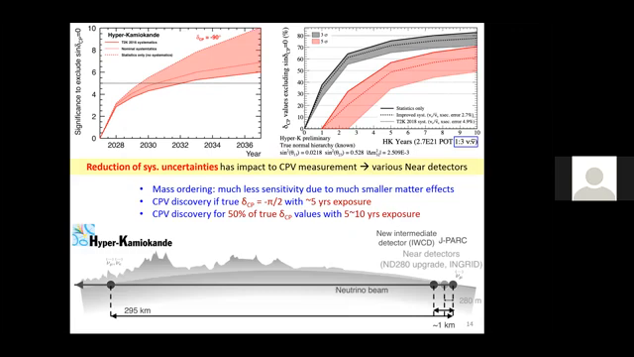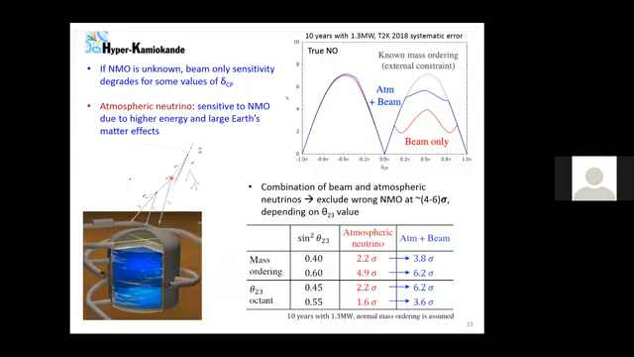But one thing you need to point out is that in this study, the uncertainties play an important impact on the CP violation sensitivity. So various near detectors are under design to reduce the systematics. On the other hand, if the neutrino mass ordering is unknown, for Hyper-K, the beam-only sensitivity may decrease for some values of the CP phase.